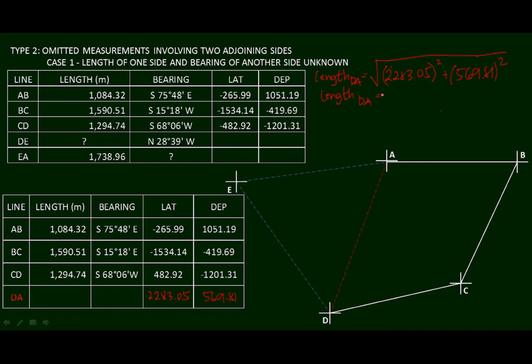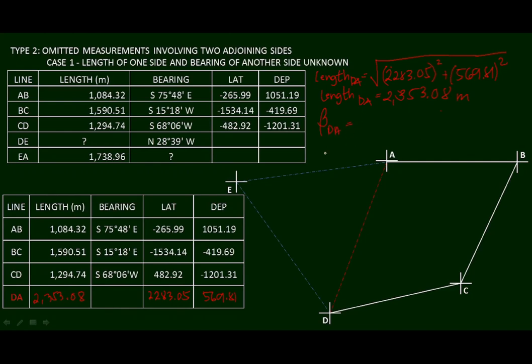Inputting that in your calculator, the length of your line DA is equal now to, input that in your calculator and verify my answer. My answer here is 2,353.08 meters. So yan yung length ng aking line DA, 2,353.08. Again, the unit of measurement for our length is in meters. So how about the bearing of DA?